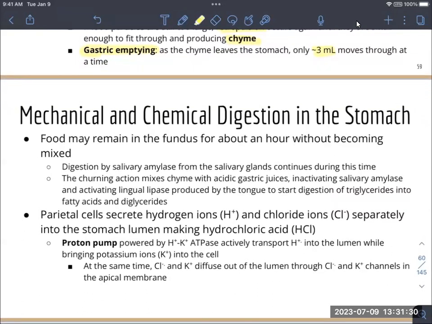Here's the interesting part. When food first enters the stomach, it enters into the fundus first. It can sit in that fundus for up to an hour before it starts to mix. Our salivary amylase is continuing to work in that fundus. Eventually, that churning and mixing with those gastric juices will inactivate that salivary amylase, and it actually takes until the gastric juices to actually activate that lingual lipase.